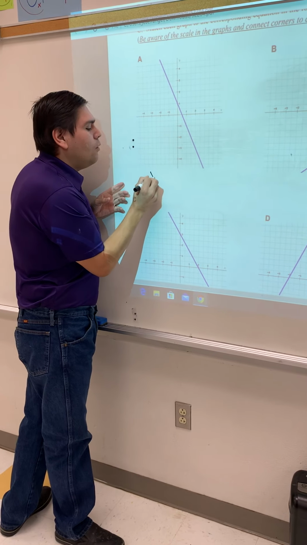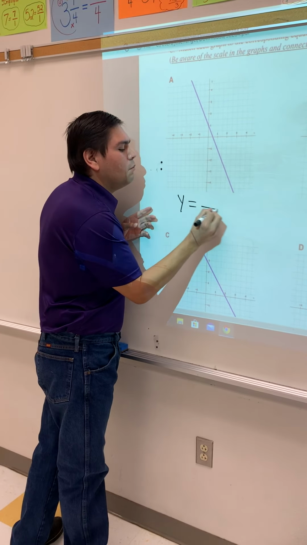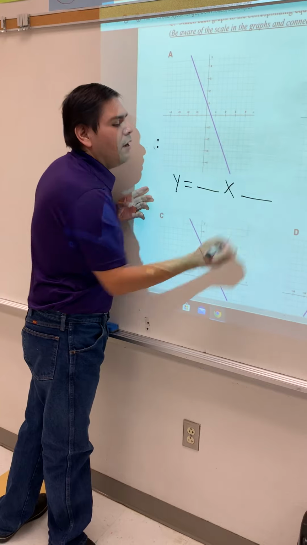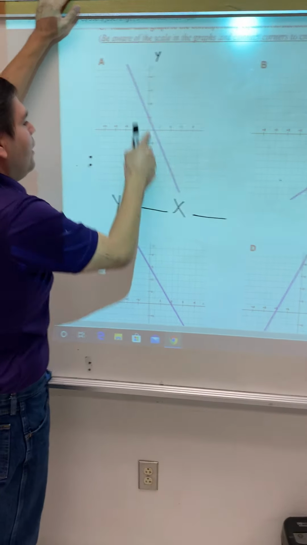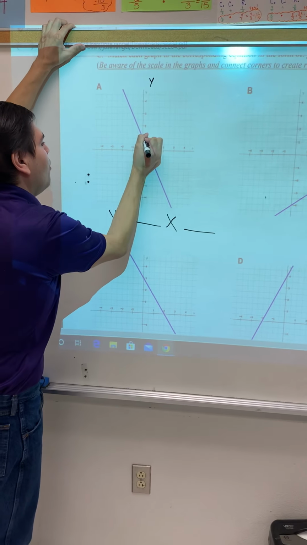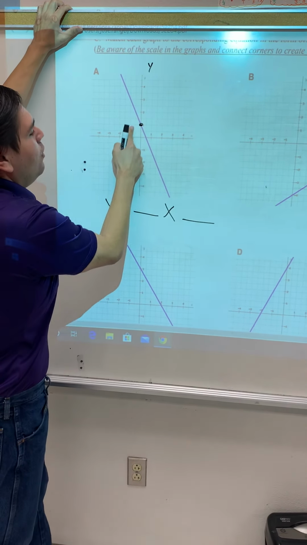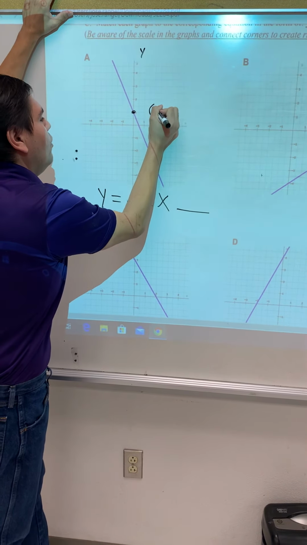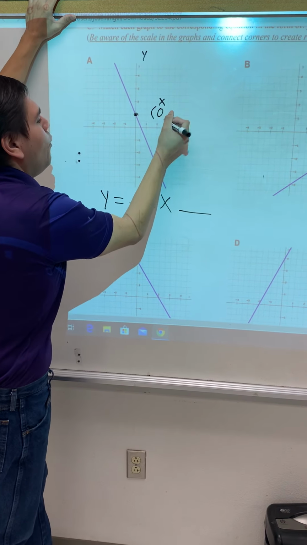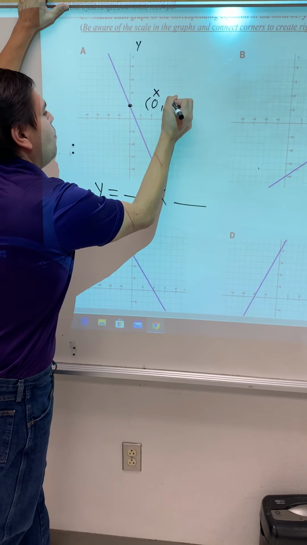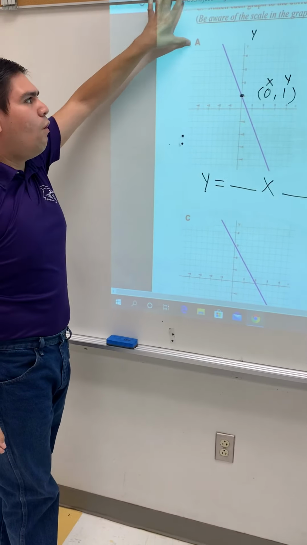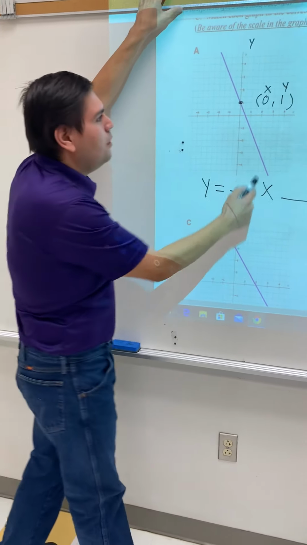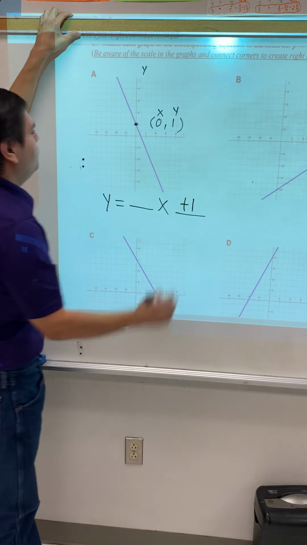So again, we're going to do the y equals blank x blank. Find your y-intercept. So my y-axis is right here, and this line happens to cross right there. And if you look at your homework, that point has a value of 0 for x and a positive 1 for y. So your y-intercept for this letter A is a positive 1.